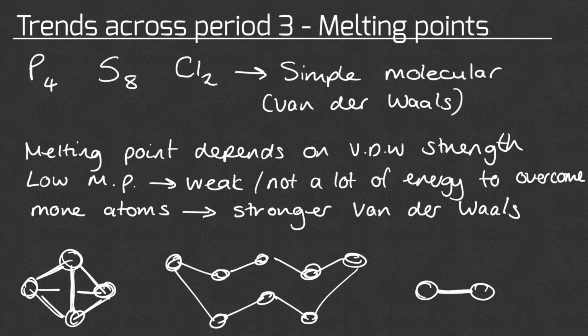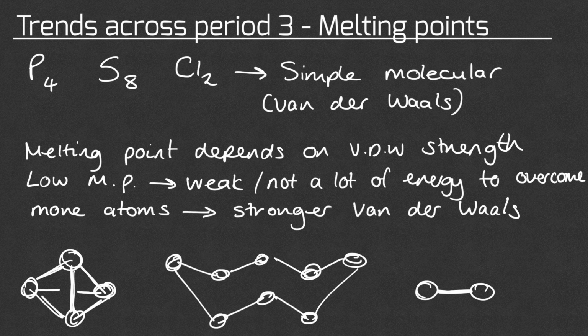As you increase the number of atoms in a simple molecular structure, you get stronger van der Waals forces. Stronger van der Waals forces means more energy to overcome those, therefore a higher melting point. So we can say that chlorine has got the lowest melting point because it's only got 2 atoms in, then phosphorus, and then sulfur, because sulfur's got the most atoms, therefore the stronger van der Waals forces, therefore more energy is required to overcome those forces in sulfur.